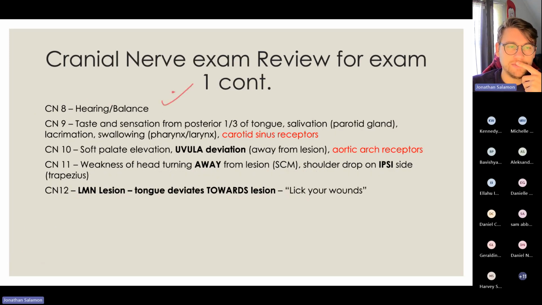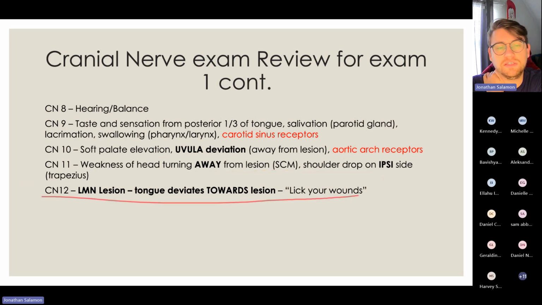Hearing and balance. Yep, this is the vestibular nerve. That makes sense, right? Know this for sure. 9 carries the carotid sinus receptors. 10 carries the aortic arch receptors. Uvula deviates away from the lesion. This is your accessory nerve, right? So this innervates the trapezius muscle. I've definitely seen questions where they ask about this. And then, of course, this is your general tongue deviation question for the hypoglossal nerve.